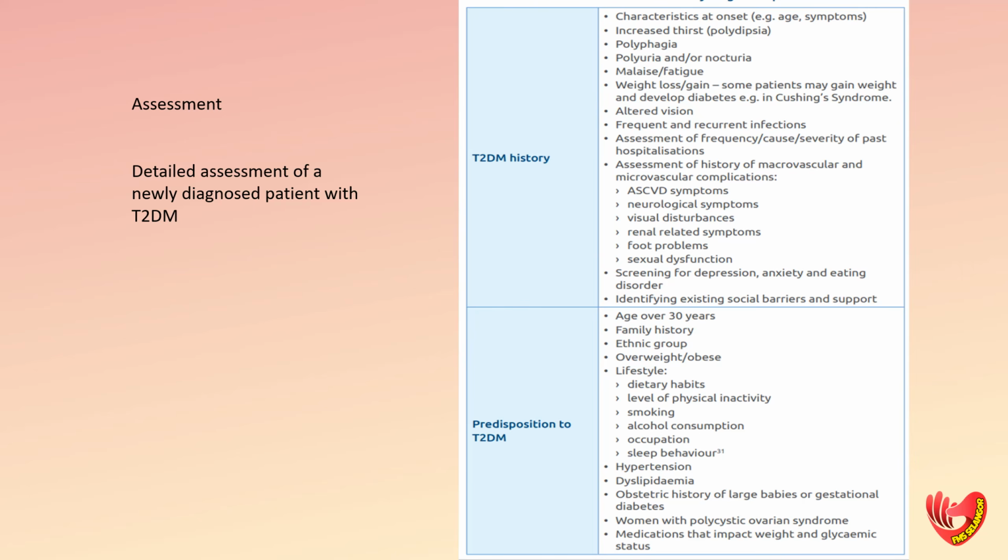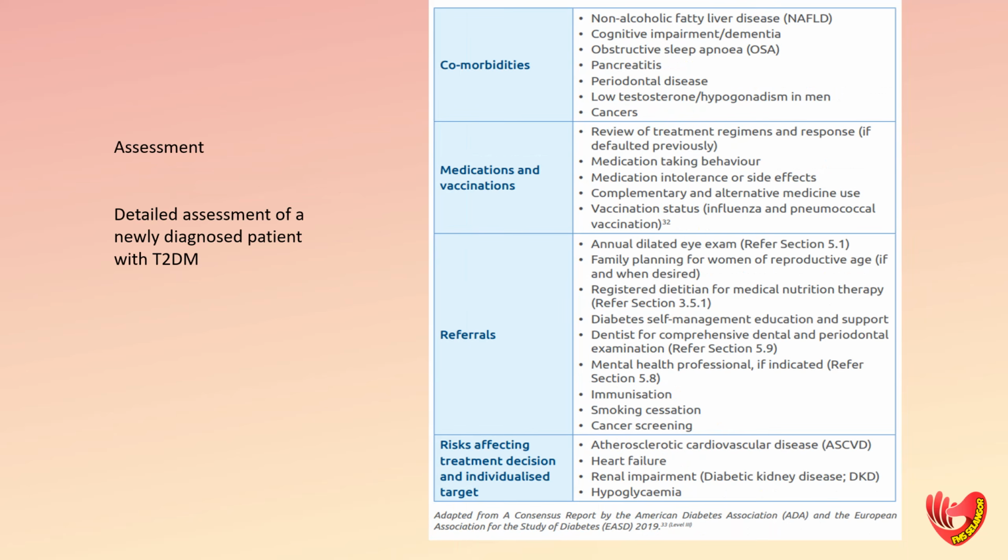For women, please ask history of PCOS, and obstetric history of large babies or GDM. Other important history to look for are the comorbidities like non-alcoholic fatty liver disease, dementia, pancreatitis, cancers, and periodontal disease. Please review the medications, focusing on treatment regimens, medication intolerance, or side effects. Please ask about complementary and alternative medicine use. Don't forget about vaccination, for example COVID-19, pneumococcal and influenza vaccination.